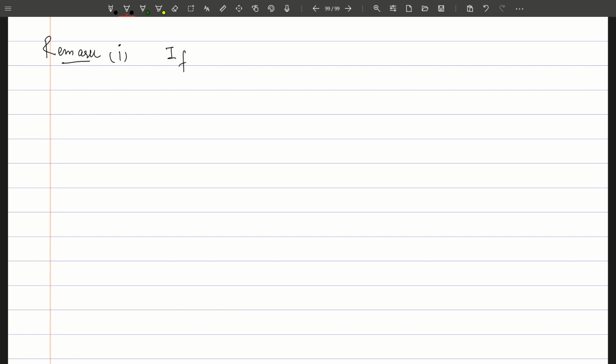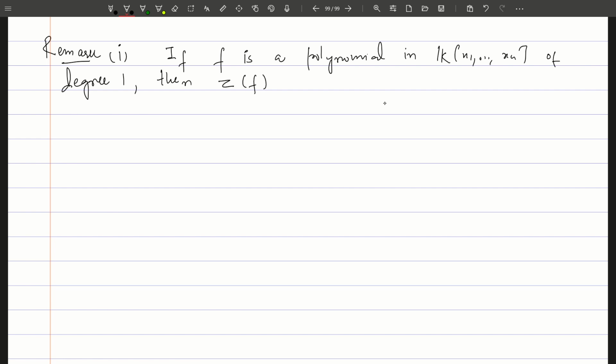If f is a polynomial in the polynomial ring in n variables of degree 1, then the zero set of f is called a hyperplane.